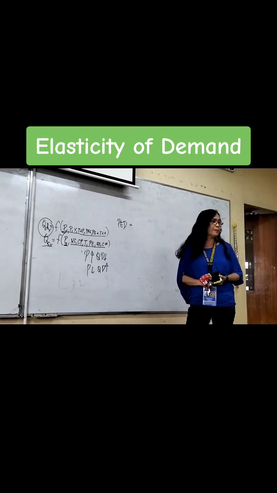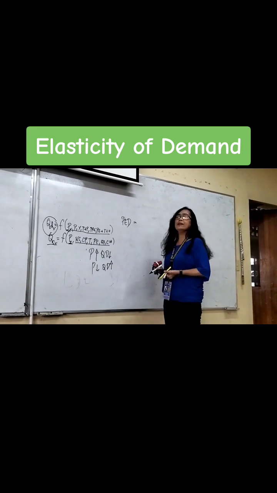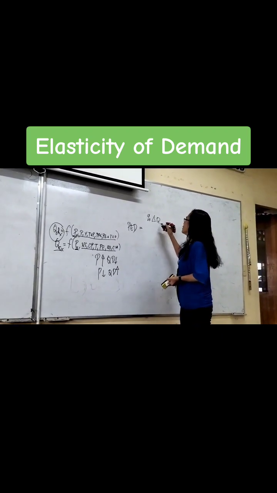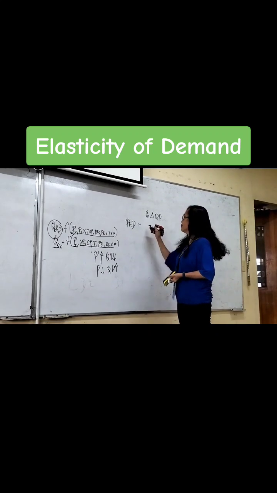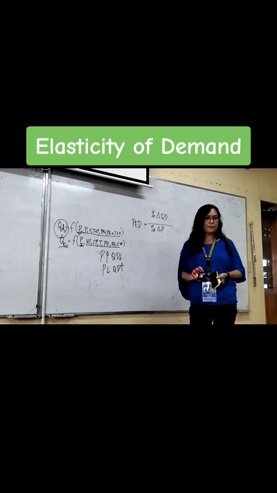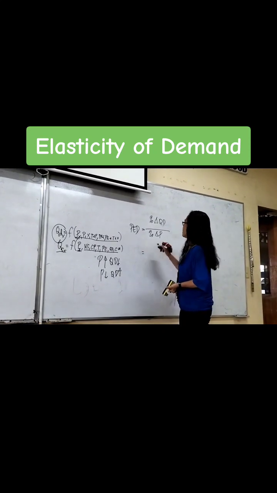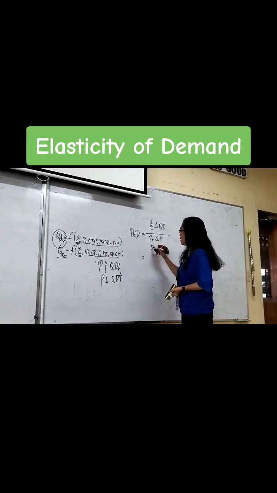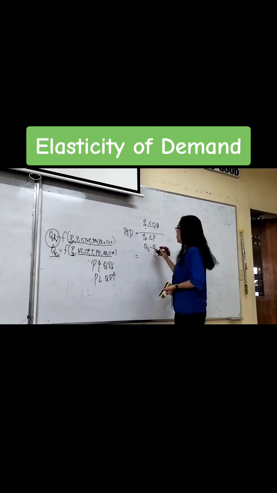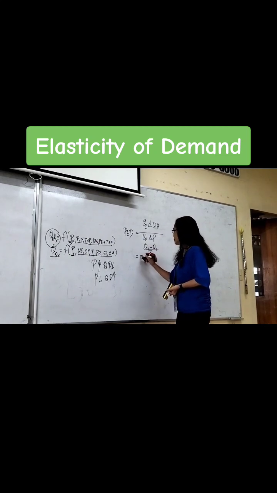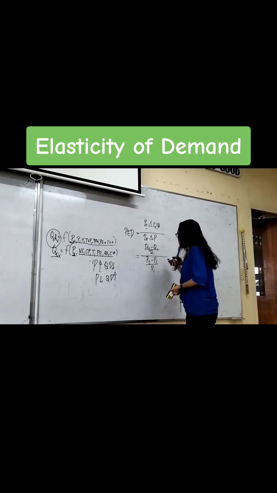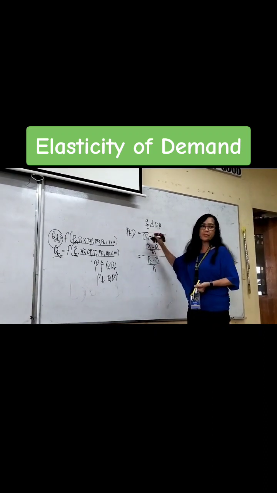Price elasticity of demand can be computed by the percentage change in the quantity demanded over the percentage change in the price. To simplify this, since that is percentage, we will just use quantity: Q sub 2 minus Q sub 1 over Q sub 1, all over P sub 2 minus P sub 1 over P sub 1, times 100, because that is percentage.